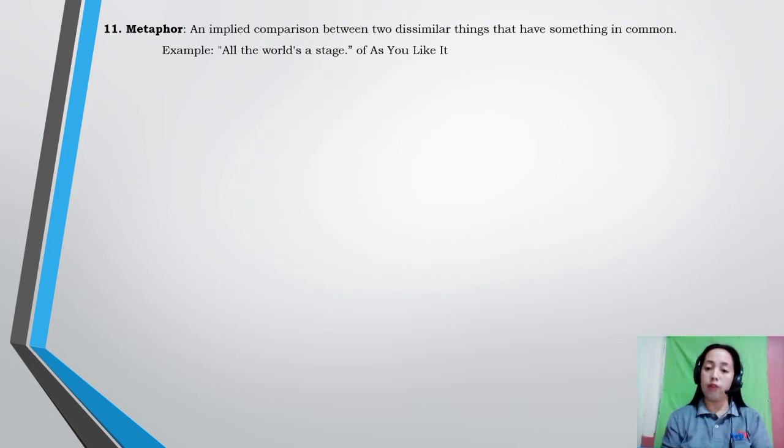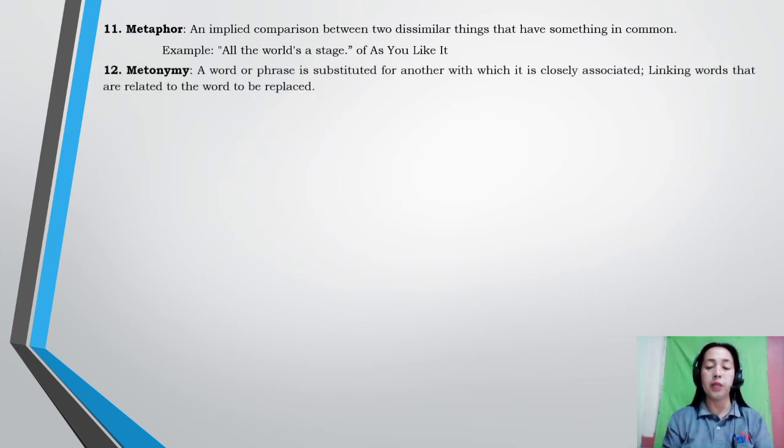Okay, metaphorical. Next, metonymy. A word or phrase is substituted for another with which it is closely associated, linking words that are related to the word to be replaced, meaning it has something to do with symbolism. It is associated. When you write, you are using symbols so you do not say it directly, but through your symbols, your readers can relate to what you are trying to say.